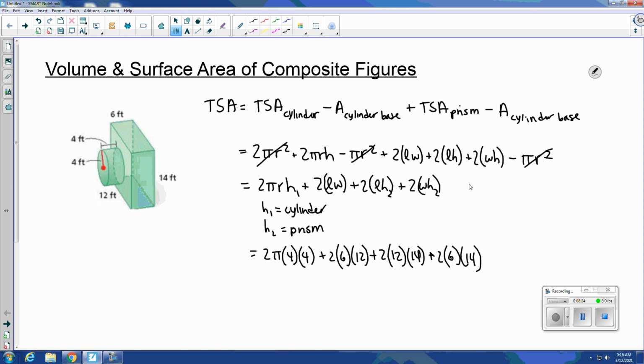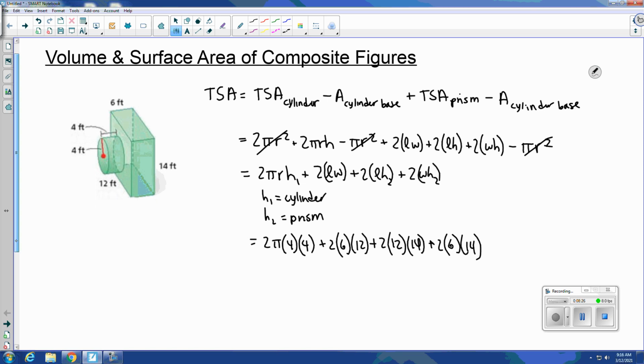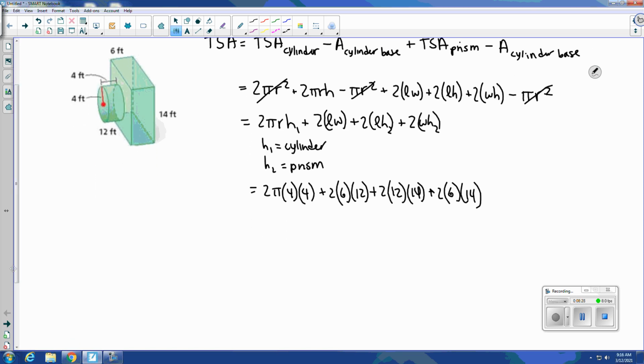Now we'll look at this answer in terms of pi, and then we'll do it rounded to the nearest tenth. So let's clean all this up. Here in the front, we're going to have 16 times 2, which is going to get us 32 pi. And then what this is, I'll do a quick calculation in the calculator. We're going to get 648. So this is our answer in terms of pi.